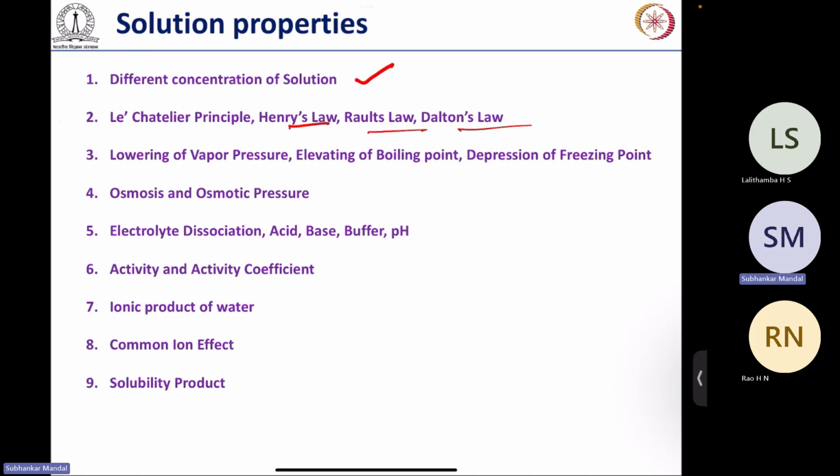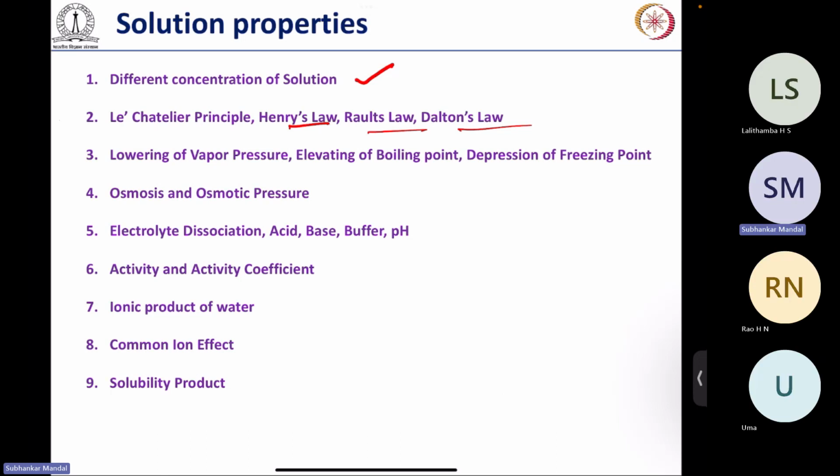So all these things we have learned. How the pressure of the total solution depends only on the mole fraction of the solute, not the solvent. That we have learned. And then we discussed different types of properties like vapor pressure and boiling point, then freezing point, all these things.